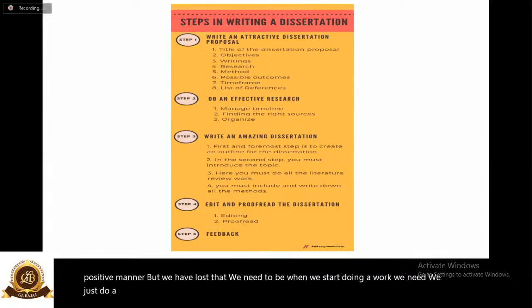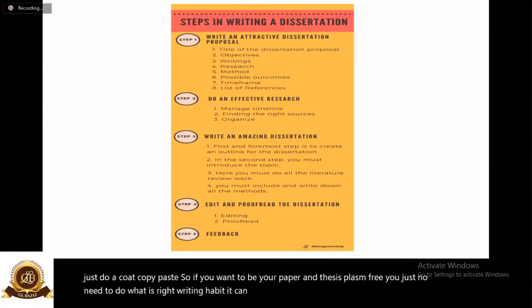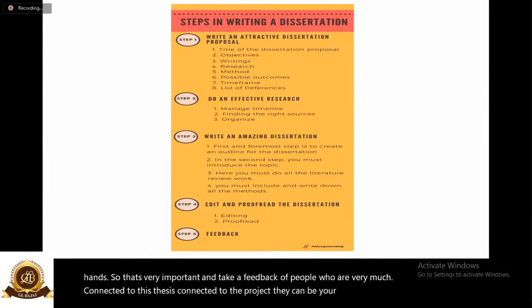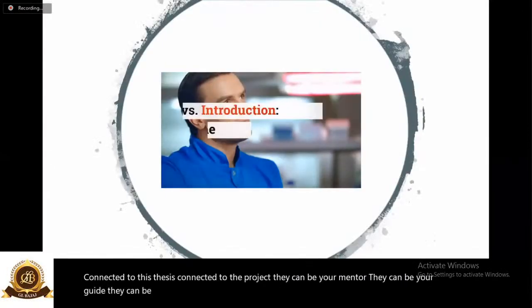So if you want your paper and thesis to be plagiarism free, you just need to do what is right. Writing habit. It can be writing through your system, it can be writing by hand. So that's very important. And take the feedback of people who are very much connected to this thesis, connected to the project. They can be your mentor, they can be your guide, they can be your friends, and so on.